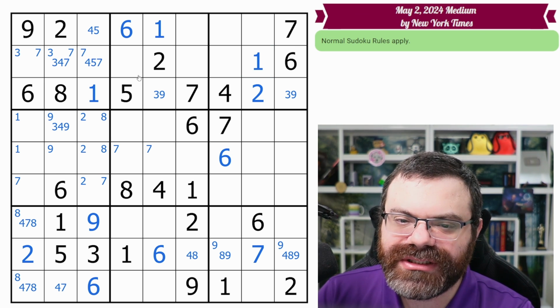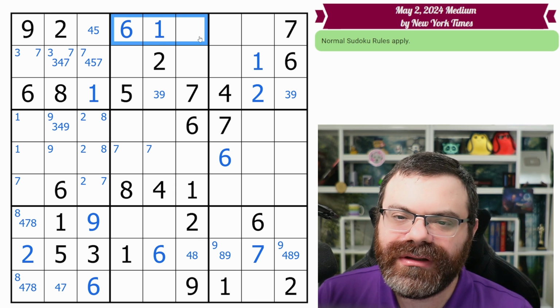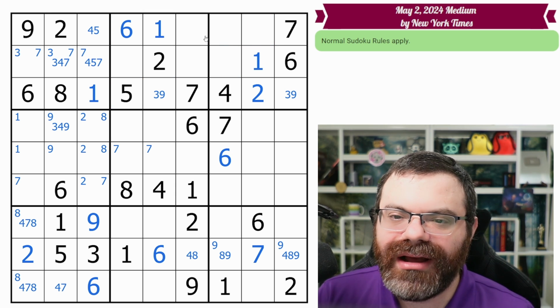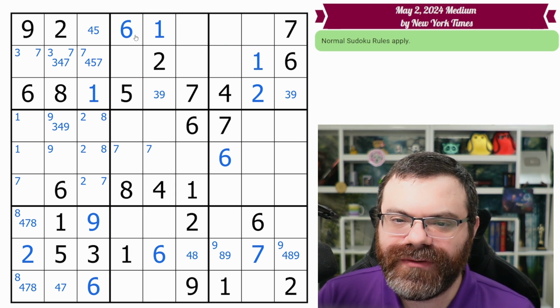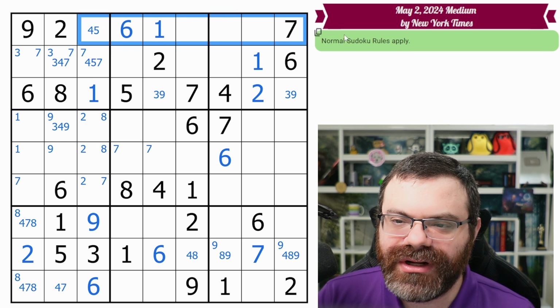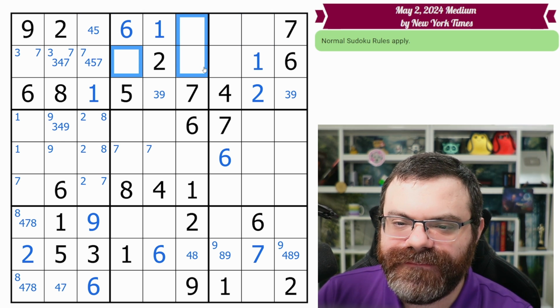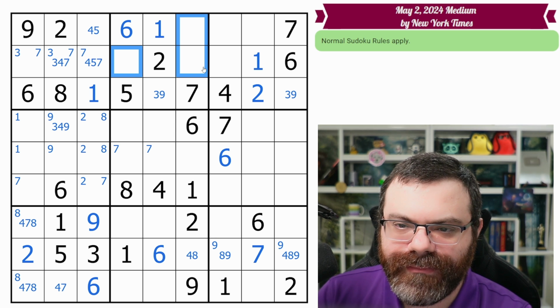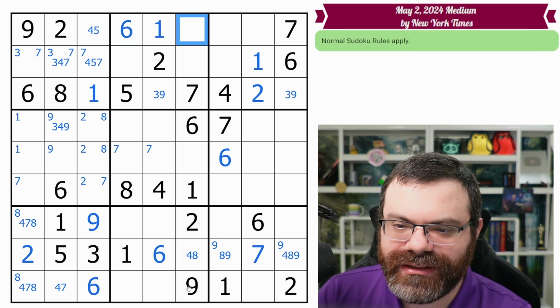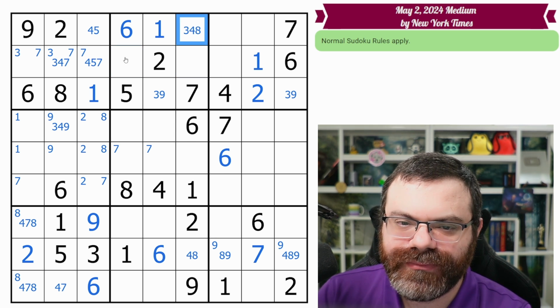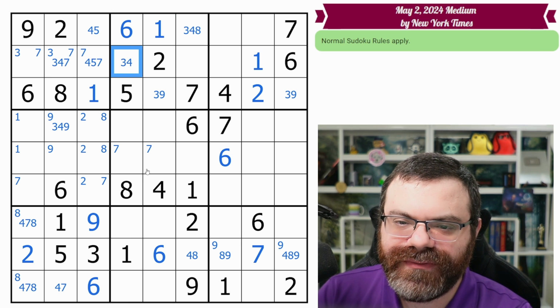But now we do still need to look if we filled a box or a row. We did not. Did we reduce any rows or boxes down to 4 or fewer? Well, yeah, this box and this row. So let's start with this box. So what does the box need? It needs a 3, 4, 8, 9. So this one's not 9. So this is 3, 4, 8. This one's not 8, so it's 3, 4, 9.